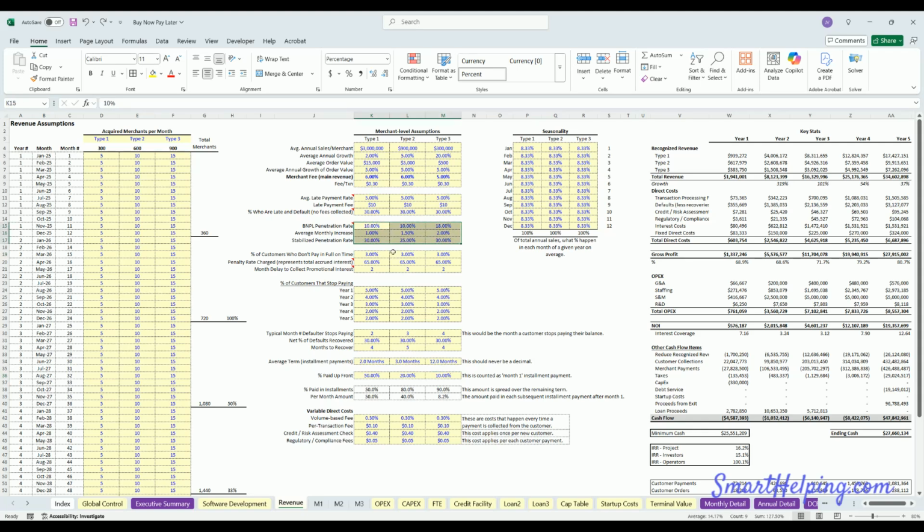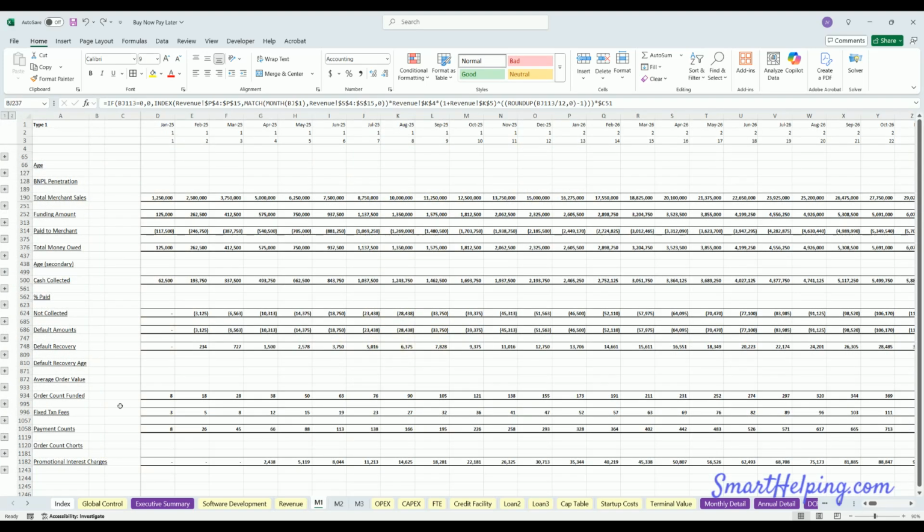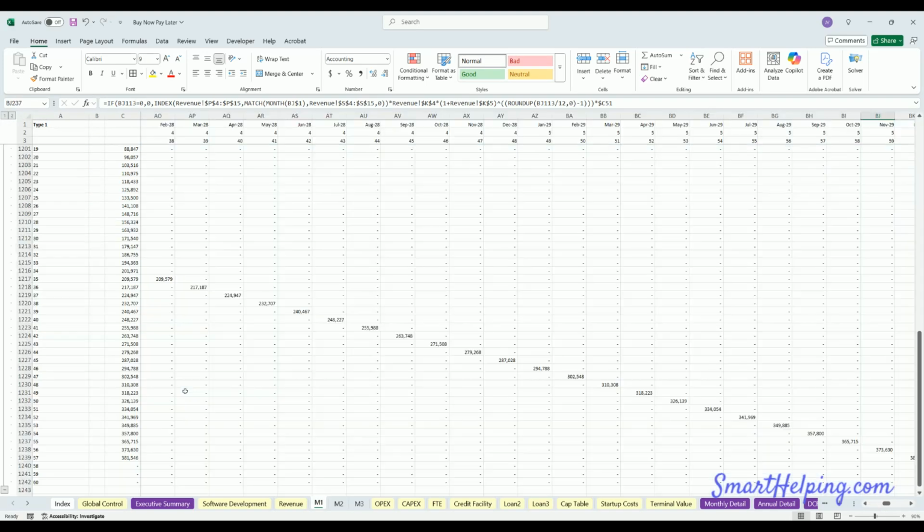Okay, so penetration rate, then we've got percentage of customers who don't pay in full on time, and this is just a promotional interest, so some percentage of all customers don't pay in full, and there's a penalty rate for that and the monthly delay to collect. And this 65% is always applied to the initial funding amount. So it'll be that amount times this amount of customers, and then the 2-month delay. So you can see that happening here. Promotional interest charges.